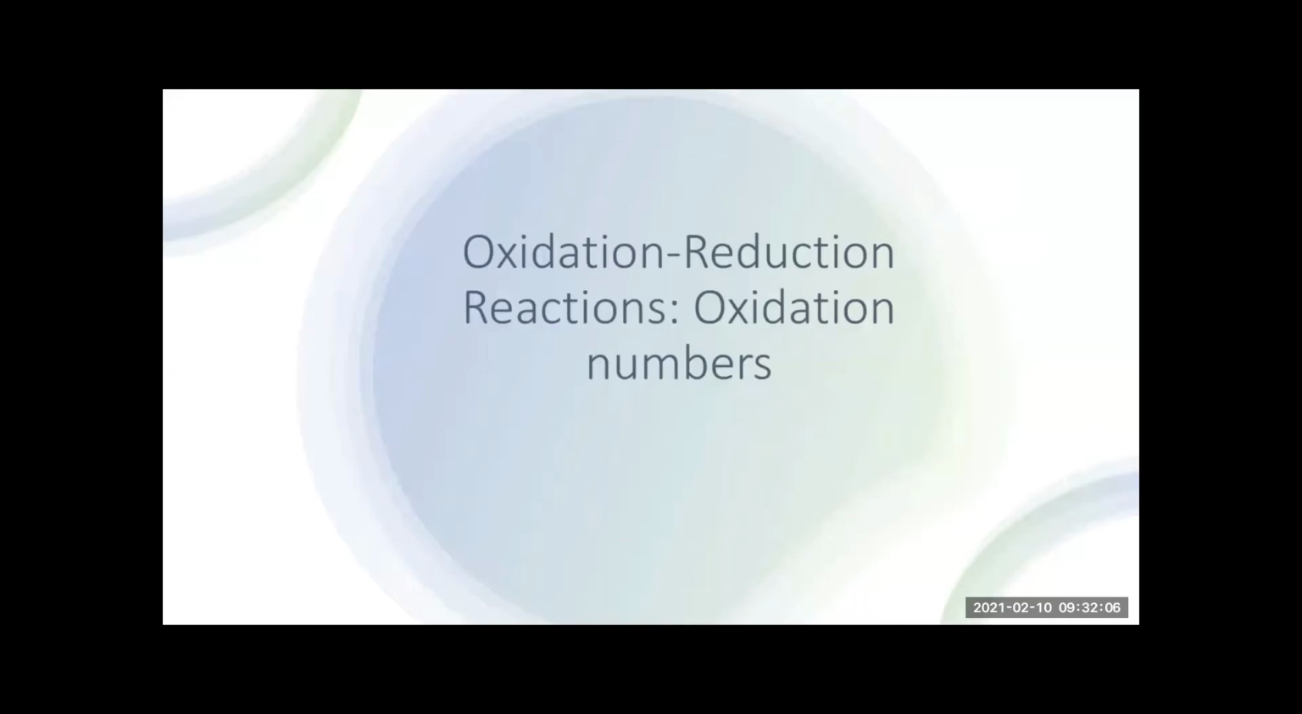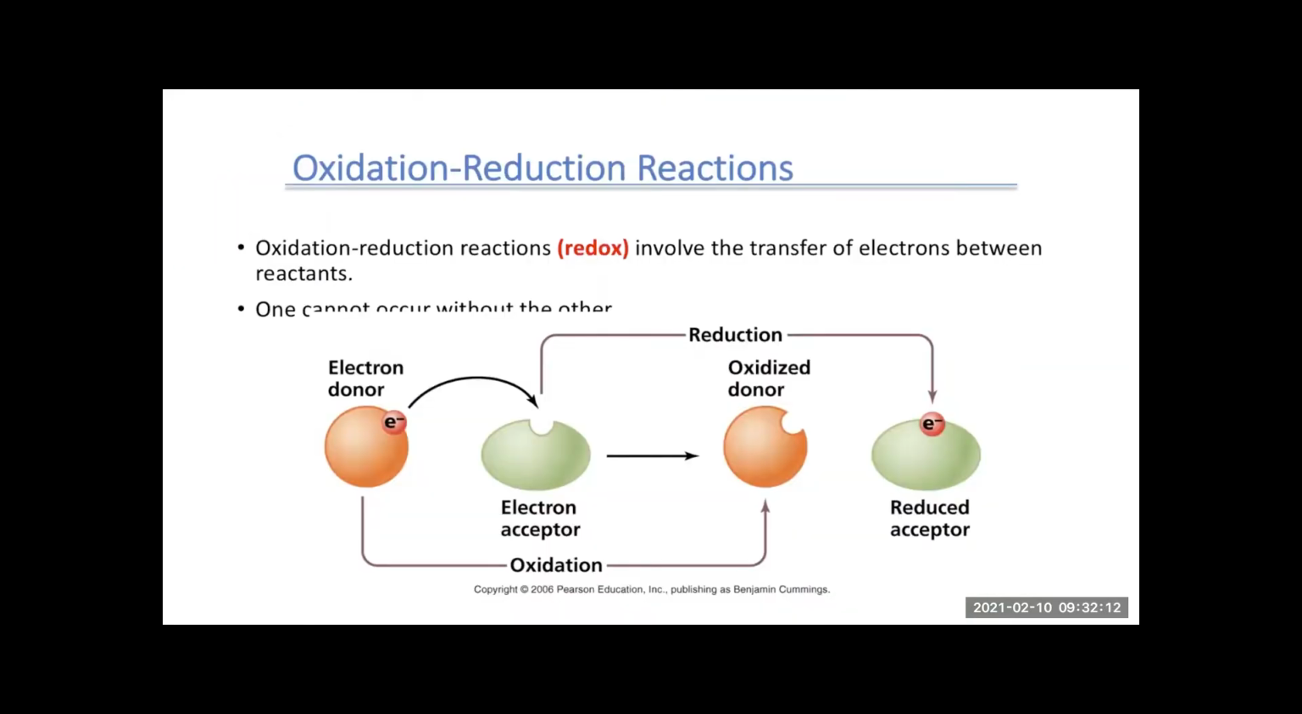In this video, we'll start looking at oxidation reduction reactions, specifically starting with oxidation numbers. An oxidation reduction reaction, or redox reaction for short, involves the transfer of electrons between reactants. You can't have an oxidation without a reduction occurring, so you can't have one without the other.